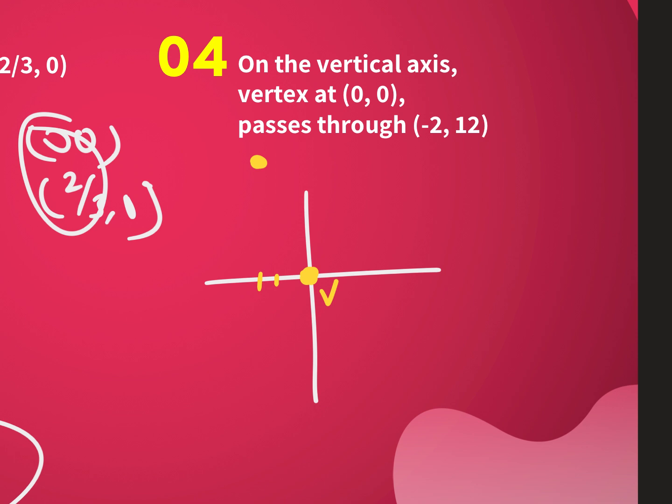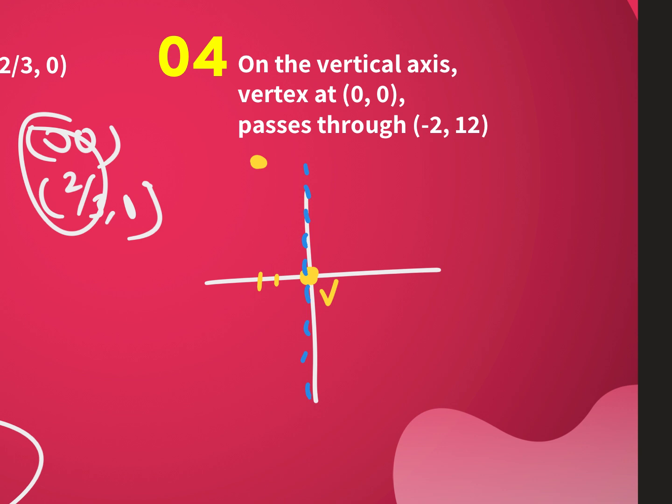What does the axis do to a parabola? It cuts it in what? Half. So if it's a vertical axis, it's going to cut the parabola in half which way? Up and down, right? So like this. So that's telling you that the left side of the parabola looks the same as the right. And it passes through that point.